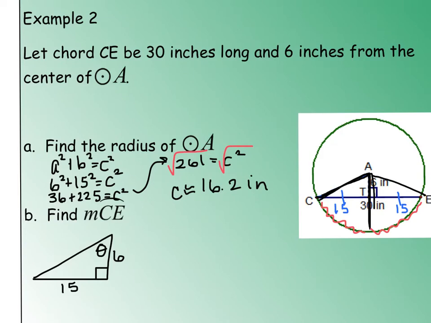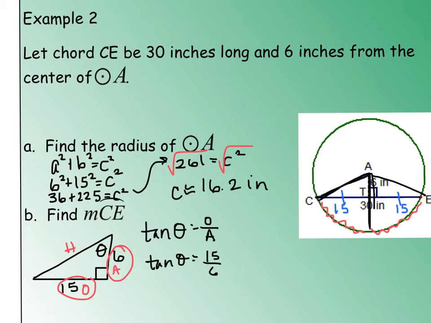If that's my theta, I can go ahead and label my opposite, adjacent, and hypotenuse. 15 is opposite, 6 is adjacent, and the hypotenuse I found before is approximately 16.2 inches. I'm going to stick with my opposite and adjacent, so I'm thinking tangent, or TOA. I know the tangent of theta is equal to the opposite over adjacent, so the tangent of theta is equal to 15 over 6. To get theta by itself, I need to take the tangent inverse of both sides. Tangent and tangent inverse undo each other, and I'm left with theta is equal to approximately 68.2 degrees.